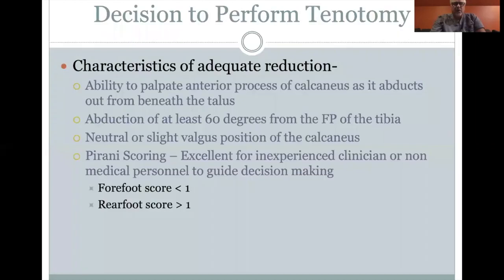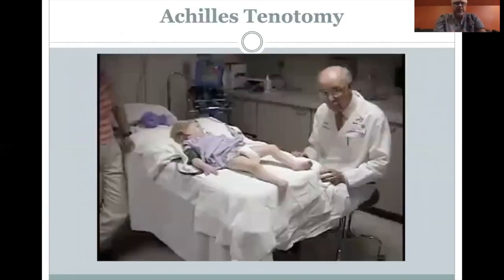And the Pirani scoring method, which is a really reliable way to determine when you should do, or if you should do, a tendo-Achilles lengthening. And that is when the forefoot score is less than 1 and the rear foot score is greater than 1. Basically what that's saying is all the deformities in the front part of the foot have been corrected, but there's still a residual equinus deformity.